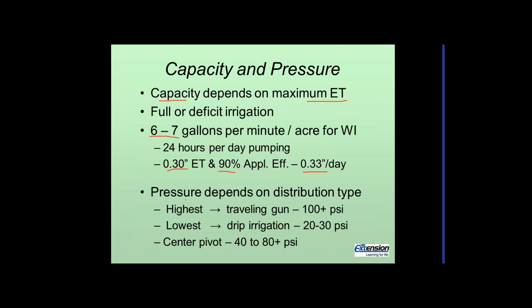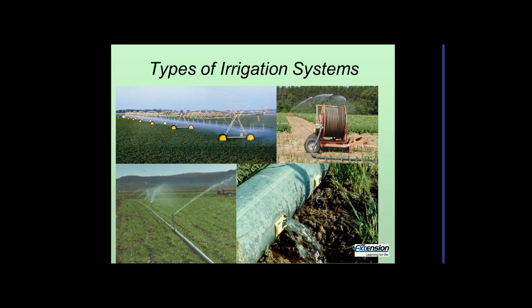The other thing is the pressure. Pressure will depend on the distribution type. If we're using a traveling gun, which has a high pressure requirement, we could be at 100 psi plus. If we're using drip irrigation, which has a low pressure requirement, 20 to 30 psi. In fact, we can actually do drip irrigation on very small plots using just gravity if we get the tank high enough. A typical center pivot is going to run on 40 to 80 psi depending on the nozzle selection, whether we're going to run it at a higher or lower pressure. So the next thing I want to do is go into the types of irrigation systems.